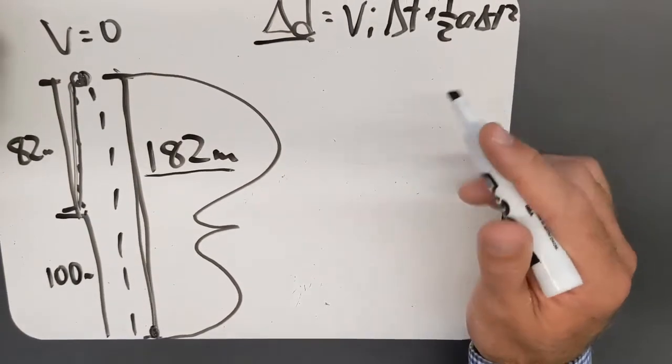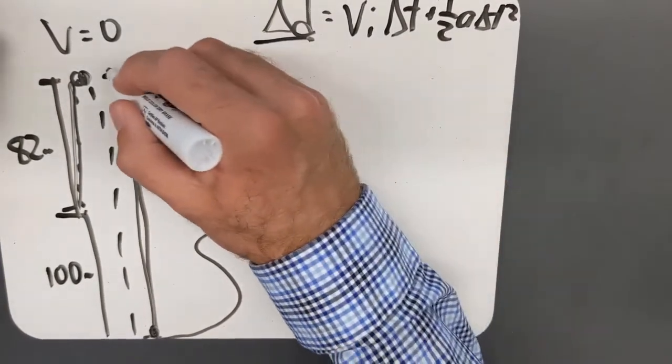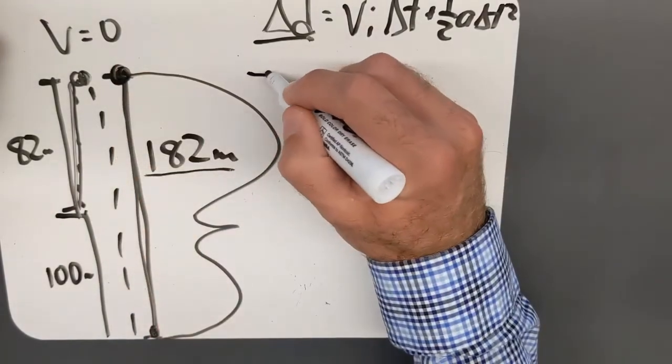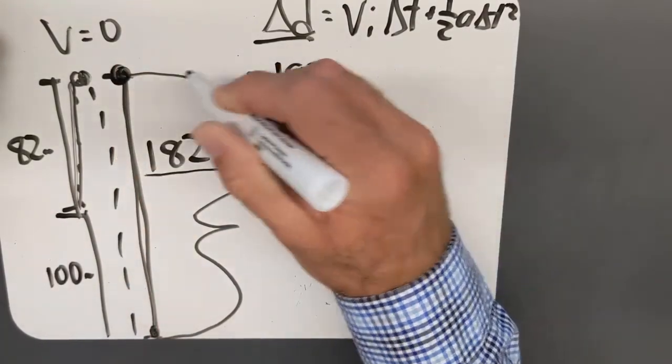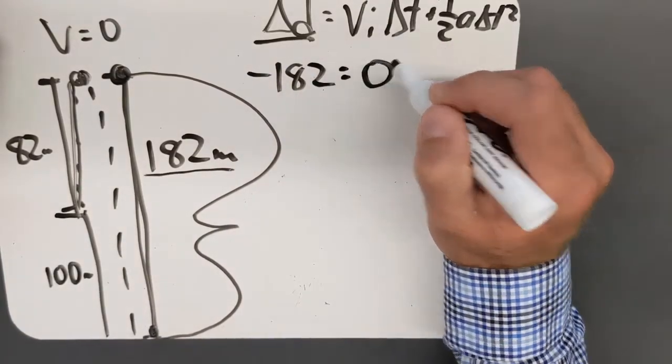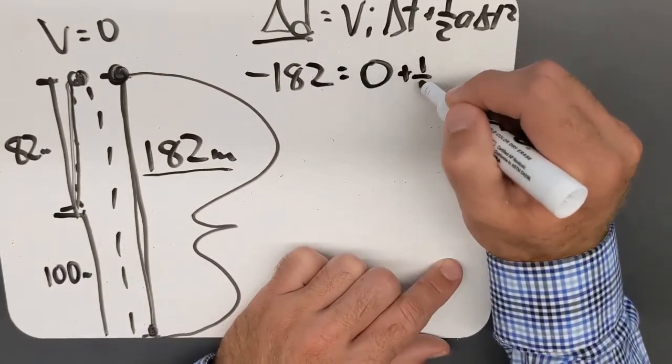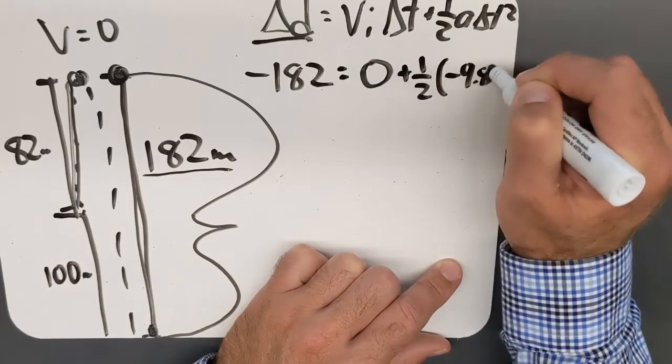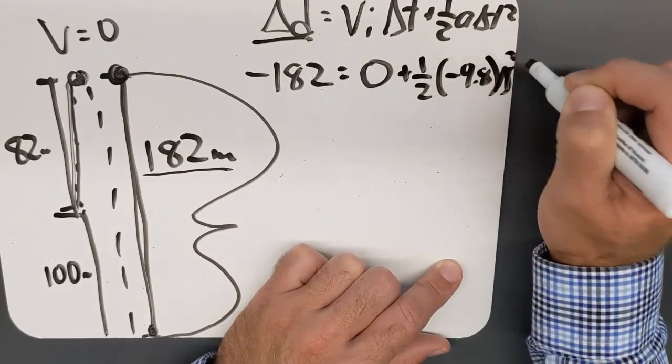Now, little tricky part here, again, this is the spicy problem. I'm going to drop from top. From there is negative 182, because it's going down. A lot of details in this spicy problem. Equals 0 plus 1/2 times negative 9.8 times delta T squared.